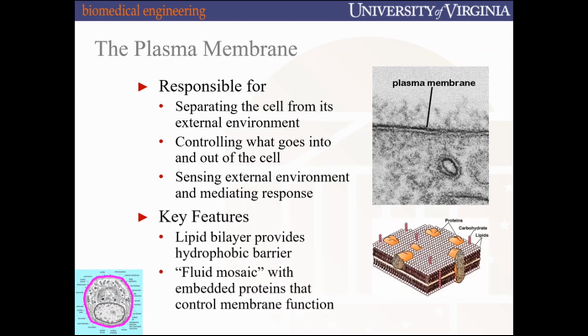At the molecular level, the plasma membrane is made up of a lipid bilayer which forms a hydrophobic barrier, blocking charged and polar molecules from passing freely into and out of the cell. In order to understand the function and behavior of the plasma membrane, it's important to know that it behaves as a fluid mosaic, meaning that the individual lipid molecules and embedded proteins are free to diffuse in the two-dimensional plane of the lipid bilayer. We'll talk a lot more about the properties of the plasma membrane and other cell membranes in our lecture next week on lipids.